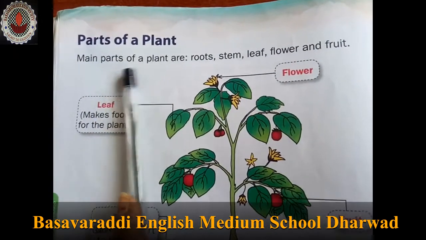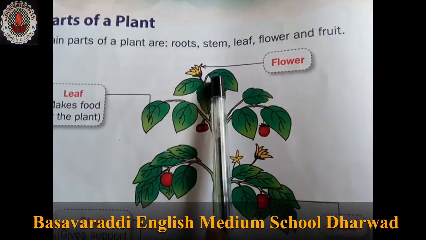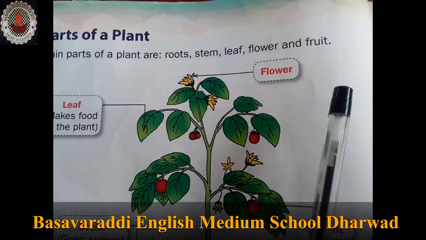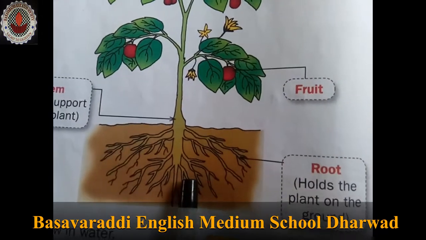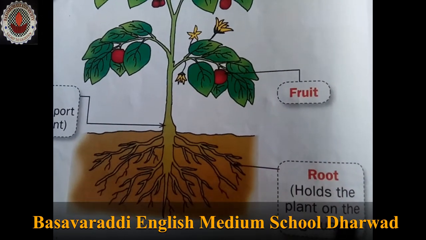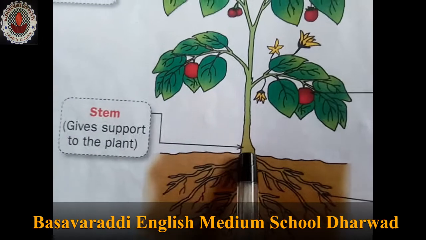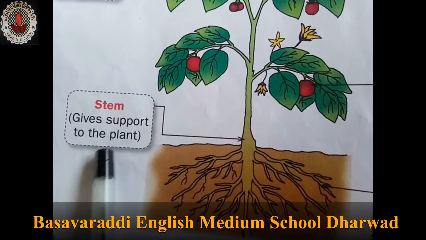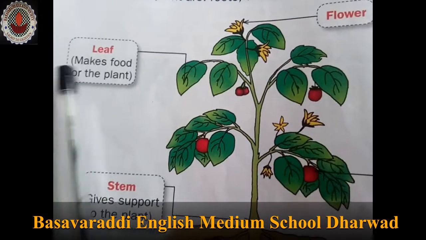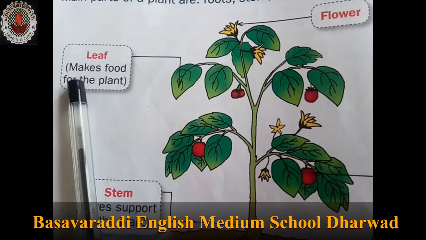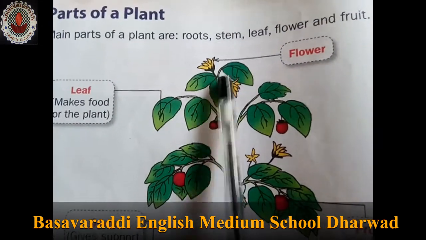Parts of a plant. The parts of the plant are roots, stem, leaf, flower and fruits. So here it is the root. The root holds the plant on the ground. This is a fruit and this is a stem. The stem gives support to the plant. Leaf: the leaf makes food for the plant. Flower: this is a flower.